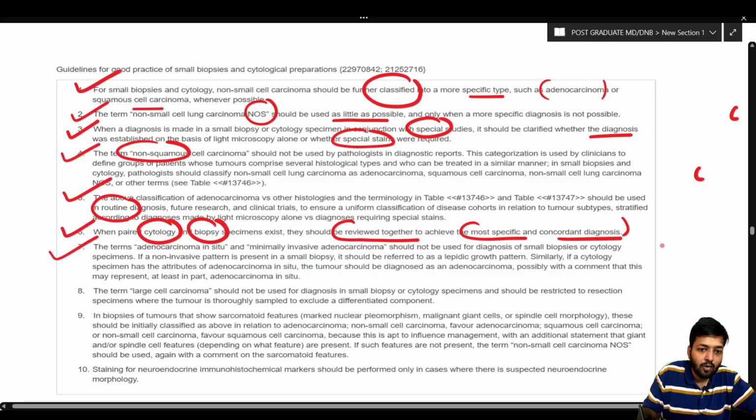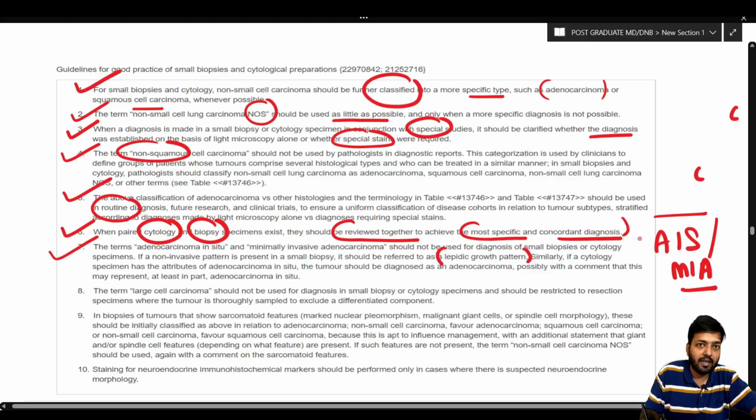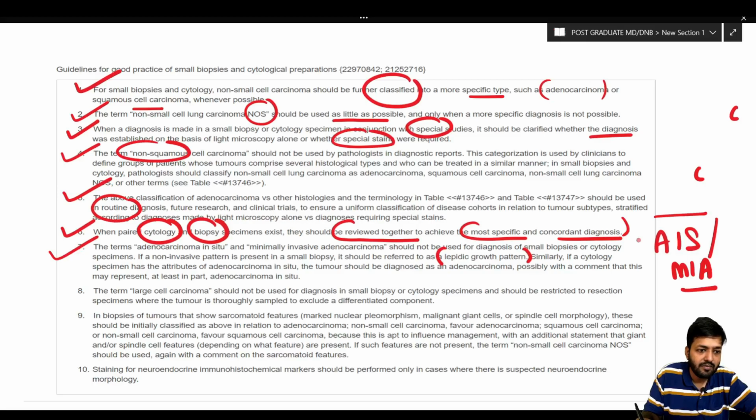The terms adenocarcinoma in situ, remember the term adenocarcinoma in situ, as well as the term minimally invasive adenocarcinoma, cannot be used while reporting small biopsies or cytology specimens. Very, very important. If a non-invasive pattern is present in a biopsy, it should be referred to as a lepidic growth pattern. So you cannot rule out invasion from a biopsy or from cytology. So if you are thinking that it is a non-invasive pattern, then use the term lepidic instead. This is very important.